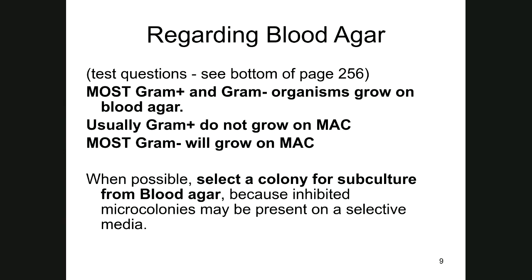Usually gram-positive do not grow on MAC, on the MacConkey. And most gram-negative will grow on MAC. So if you have a suspicion, you may want to do an initial inoculation on blood agar and on a MacConkey simultaneously, possibly with also a general nutrient plate, and see how the organism looks. How does the colony look? Is there any growth? And on which plate does it grow?